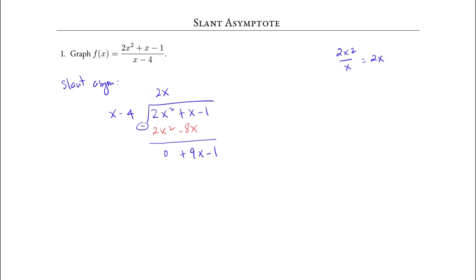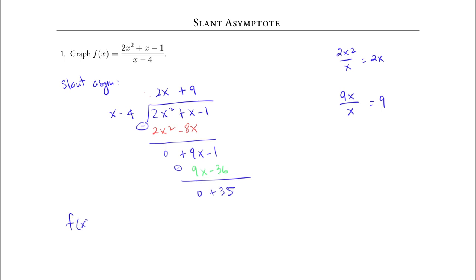The leading term of the remaining part is now 9x, and then we divide it by the leading term of the denominator, which is x, to get 9. And so we write positive 9 here, and then we multiply 9 back in. 9 times x is 9x, and then 9 times negative 4 is negative 36. And then we subtract. 9x minus 9x is 0. Negative 1 minus negative 36 is positive 35.